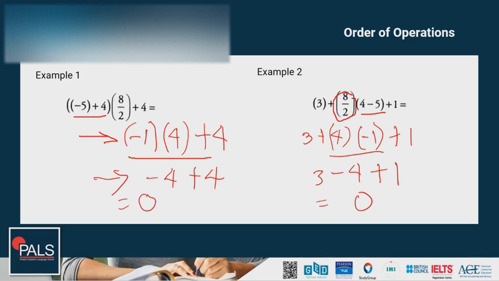As you can see, working with the order of operations is not really that hard. All you need to do is remember which operation you should solve first. Because if you make a mistake with the order of operations, you will always come up with a wrong answer.